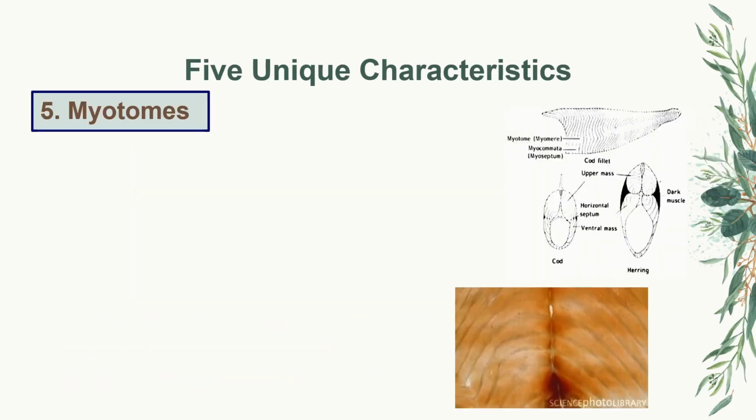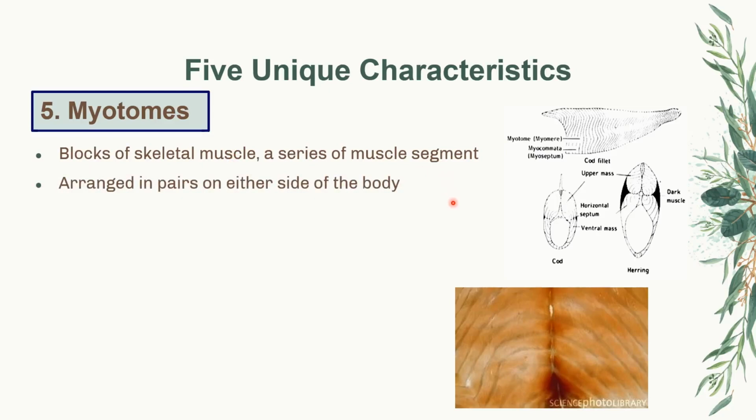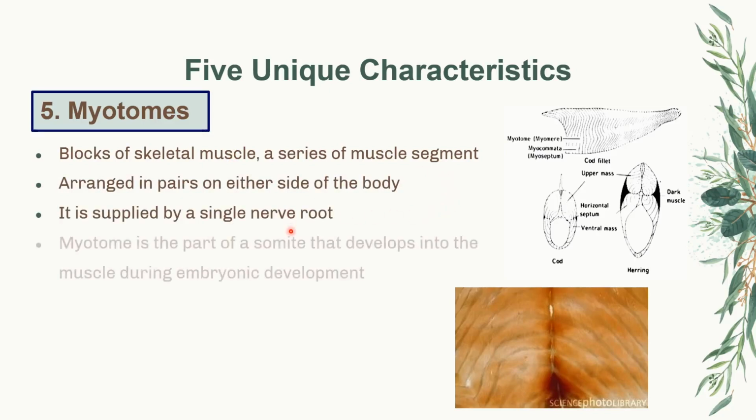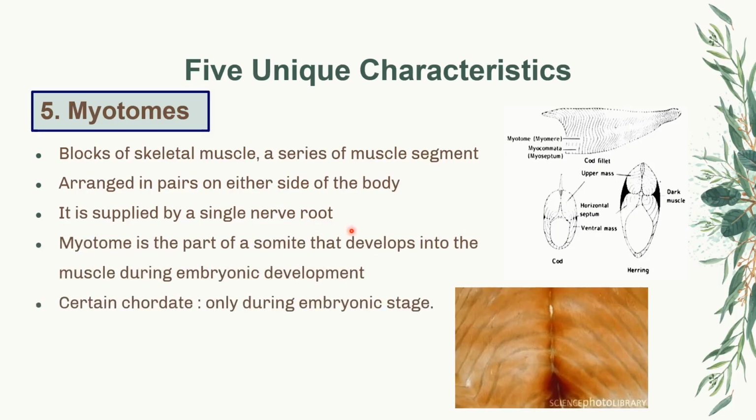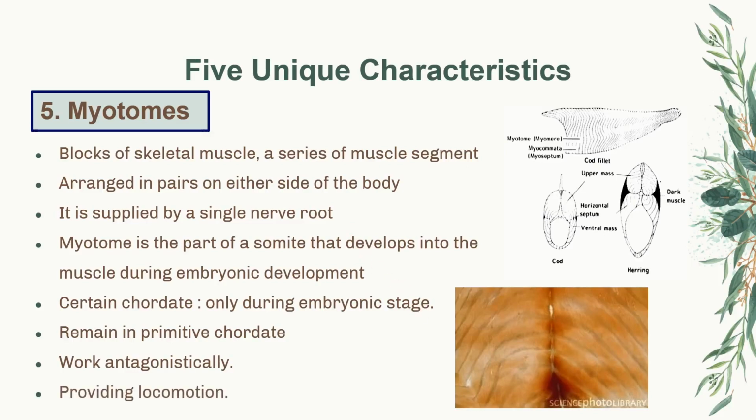The fifth characteristic is myotomes. They are blocks of skeletal muscles, a series of muscle segments. They are arranged in pairs on either side of the body and supplied by a single nerve root. The myotome is part of a somite that develops into the muscle during embryonic development, and in certain chordates only during the embryonic stage. It usually remains in the primitive chordates and will work antagonistically. In fishes, they help in providing locomotion.